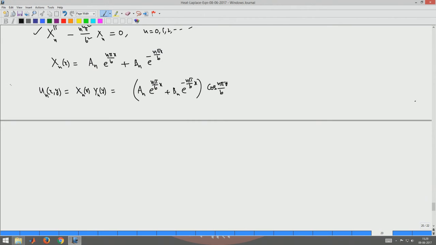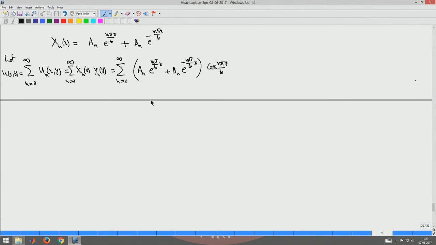Now you can superpose all these solutions as your solution u of x y, with n running from 0 to infinity. If this is the solution, it is already satisfying the Laplace equation and the boundary conditions 3 and 4. Now, we apply boundary conditions 1 and 2 to find these a n's and b n's.